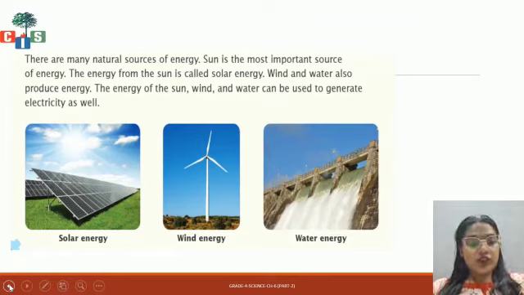Like you can see in the picture, solar panels are kept so they will trap the sunlight and generate energy. Also wind and water will generate energy. You can see a windmill in the picture. With the help of the wind this mill will move, and then it will generate electricity. In the same way, when water from the dam flows, it will also generate electricity. So the energy of the sun, wind and water can be used to generate electricity. Sun, wind and water are the natural sources used to generate electricity.